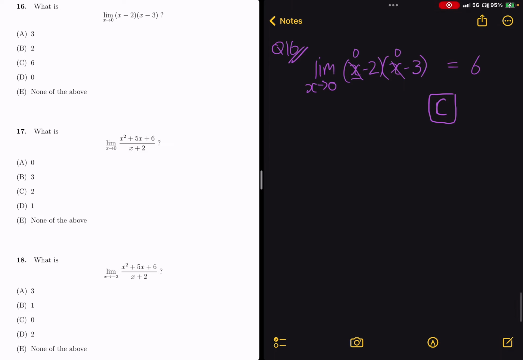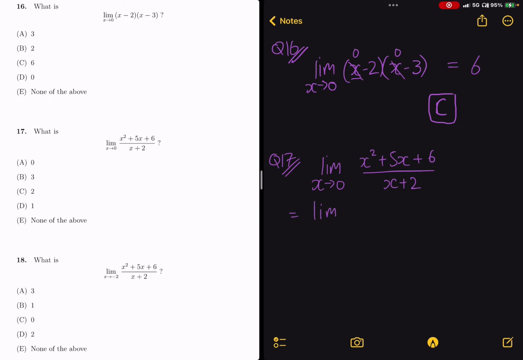So now let's have a look at question 17. This is a slightly harder limit. These limits really aren't too bad. Limit as x approaches 0 of (x squared + 5x + 6) divided by (x + 2). Well, we could try factorizing the numerator and seeing if we can cancel the x + 2.